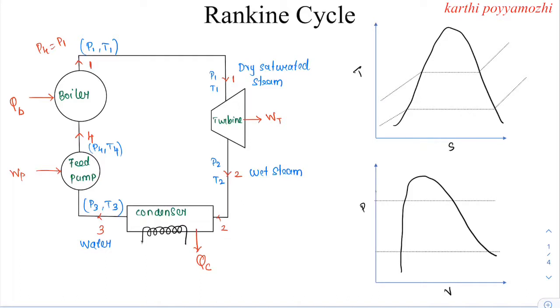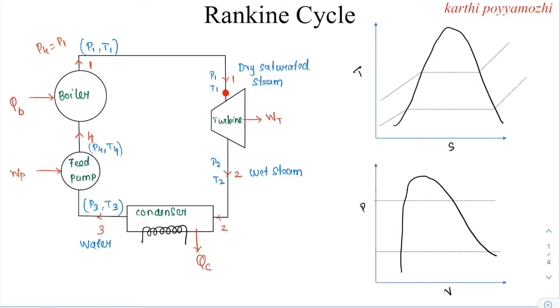Dry saturated steam from the boiler enters the turbine at a pressure P1 and T1, and this dry saturated steam gets expanded in order to produce the work WT. Since it is being expanded, the pressure gets reduced. That is, the pressure at point 2 is less compared to the pressure P1.